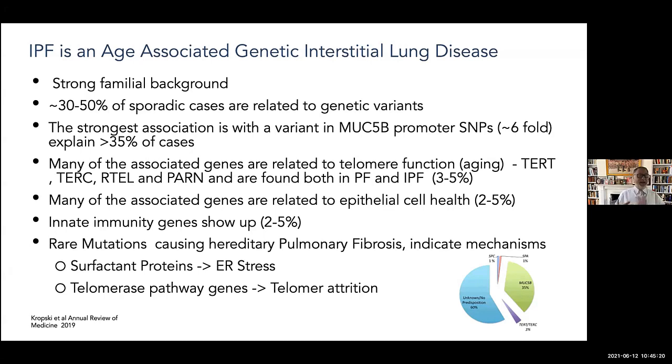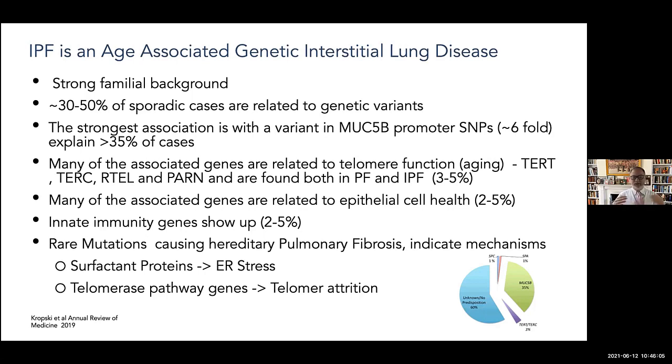But apart from that, when we actually do genetic testing, 30 to 50% of the people who don't know that they have familial disease or may have a familial disease have actually genetic variants that have been associated with IPF. The strongest association is a single nucleotide polymorphism, basically a random change in your genome, in the promoter of a molecule called MUC5B, mucin 5B. If somebody carries it, it increases their risk of pulmonary fibrosis almost sixfold and explains 35% or 40% of the individuals with the disease. So this is a big number.